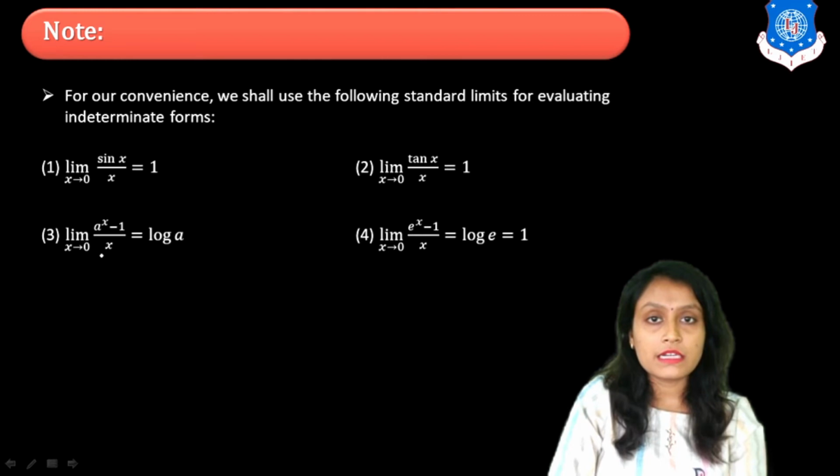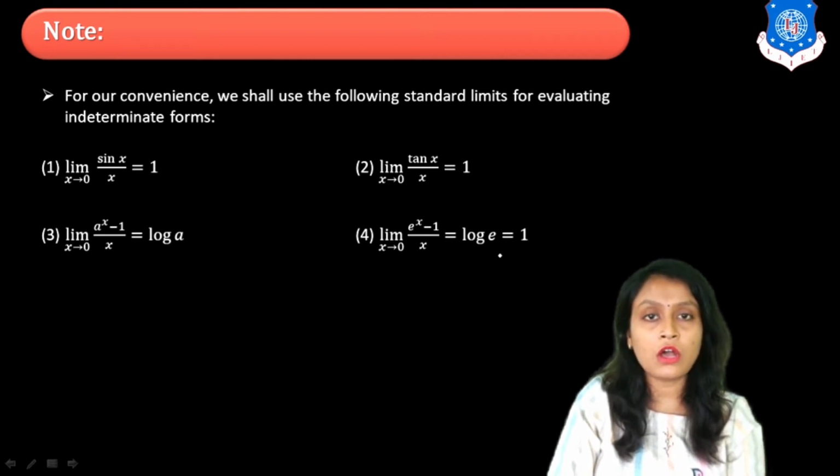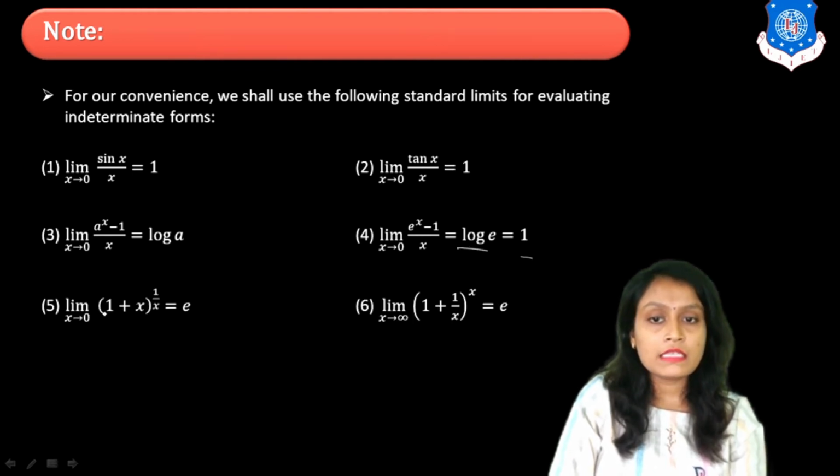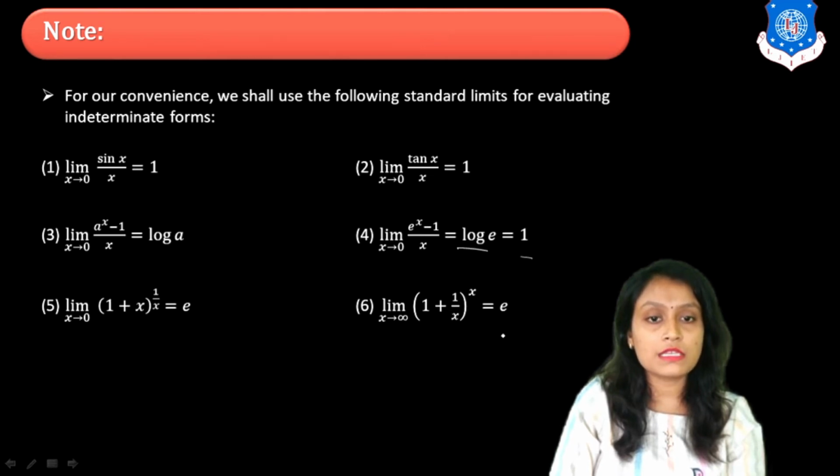Next, limit x tends to 0 (a raised to x minus 1) upon x is equal to log a, and limit x tends to 0 (e raised to x minus 1) upon x is equal to log e. Now log e base e is 1. Next, limit x tends to 0, (1 plus x) raised to 1 upon x is equal to e, and limit x tends to infinity, (1 plus 1 upon x) raised to x is equal to e. Okay, so these are the limits we will use in examples.